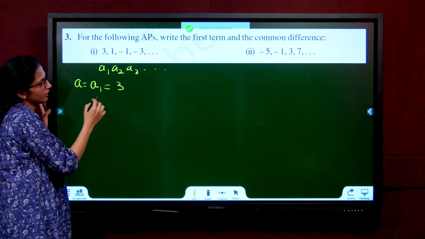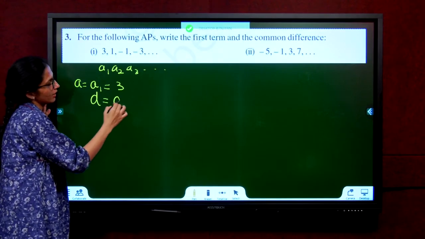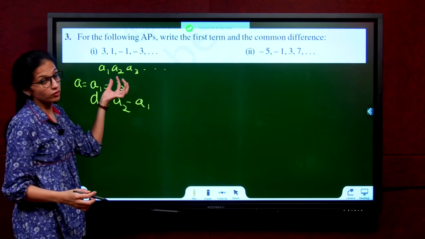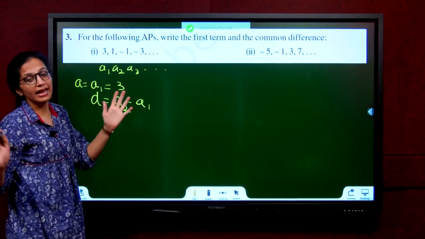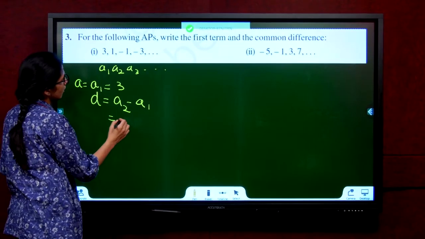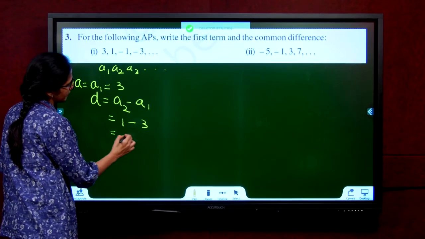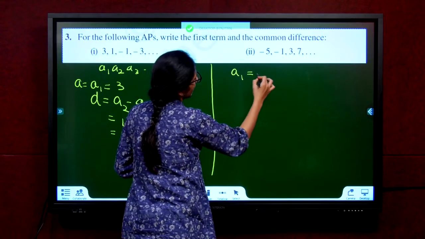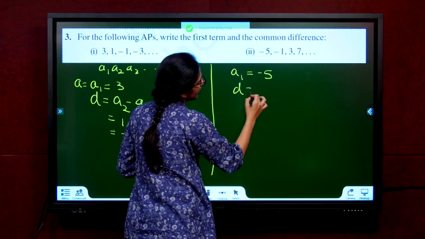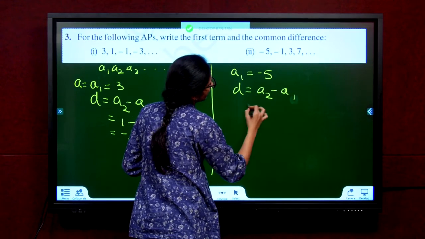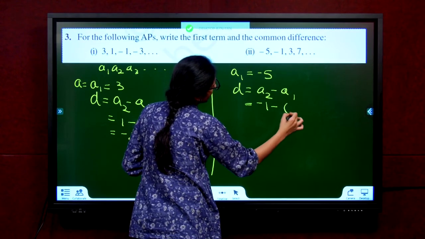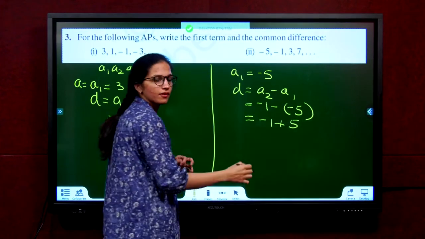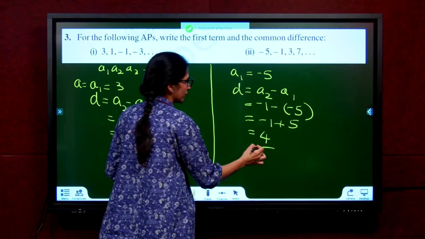Next, so what about D? D is A2 minus A1. You can take anything you want, you can take A3 minus A2 or A4 minus A3, anything is fine. 1 minus 3, minus 2, that's all. Here what is A1? Minus 5. What will be D? A2 minus A1, minus 1 minus minus 5, minus 1 plus 5, 4.